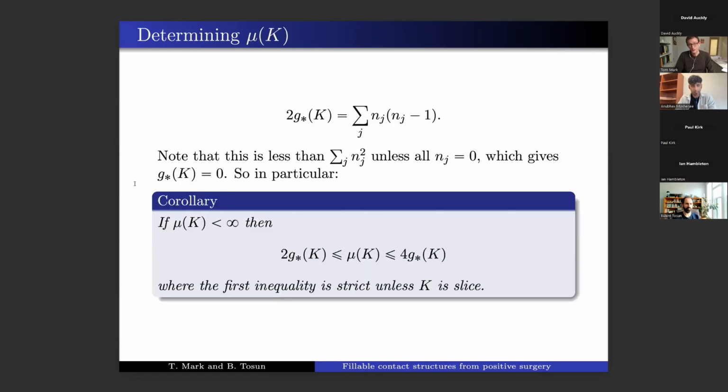So what I'm telling you is that the coefficient you need, which is the sum of the squares, is always bigger than twice the four-ball genus. I mean, it could be equal if it's not a slice, but otherwise it's strictly bigger, and no more than 4 times the slice genus. So this is sort of a basic bound on this smooth surgery coefficient.